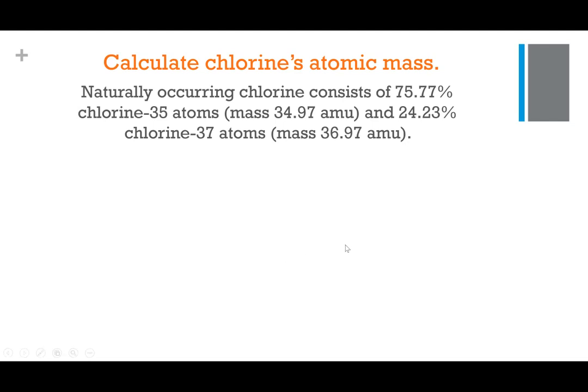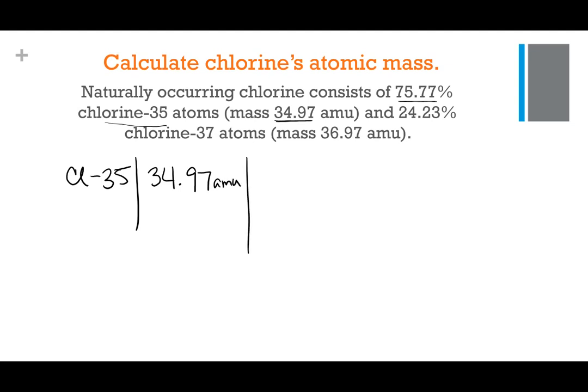Okay, so the first thing we're going to do here is organize our thoughts and the information. A naturally occurring chlorine consists of 75.77% of chlorine 35. Here's the mass. I'm going to make a little table to organize my thoughts. So I've got chlorine 35. It has a mass of 34.97 AMU, and its natural abundance is 75.77%.